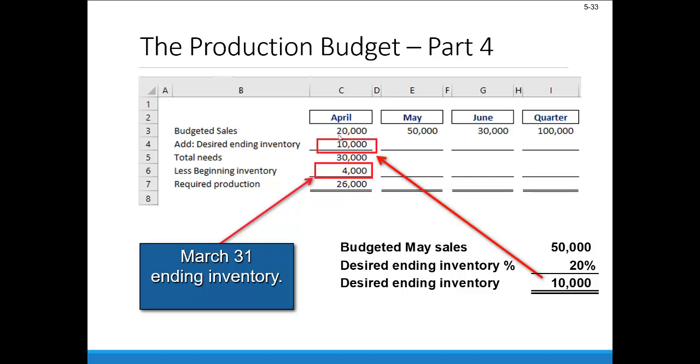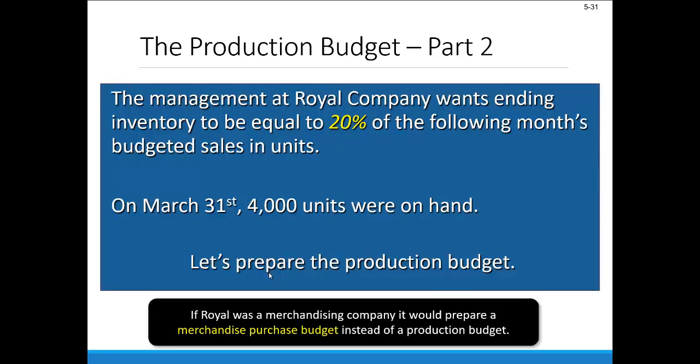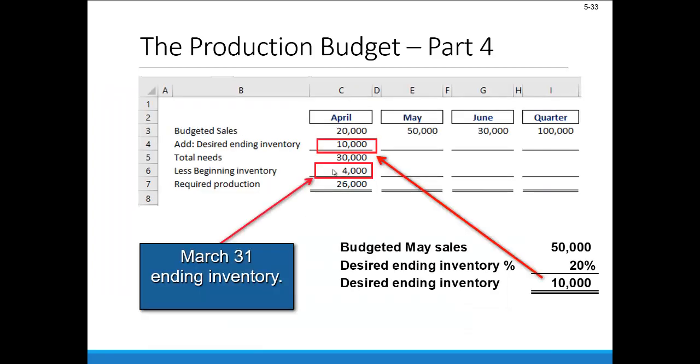So if we add those two numbers together, we get total needs. So we're saying, hey, I have to cover everything I'm going to sell, and I've got to cover everything that I want to have left over in this cushion of inventory. My total needs then for April, 30,000. But I'm not starting from zero. So from that, I'm going to deduct my beginning inventory. Now, in this case, we were told explicitly that for Royal, 4,000 units were on hand at March 31st. So I'm just pulling that forward here.